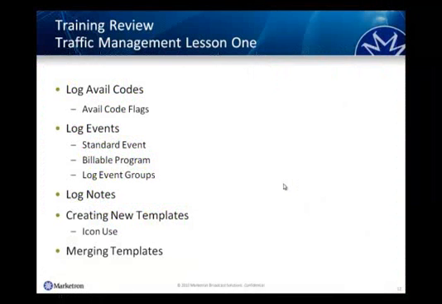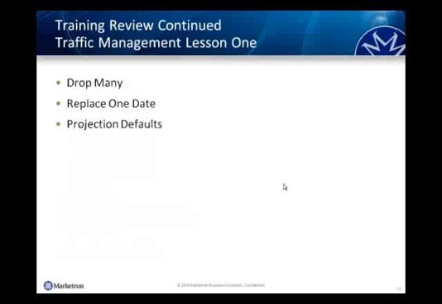To review what we've covered in Traffic Management Lesson 1, we learned about avail codes and the avail code flags. We discussed log events, whether they were a standard event or a billable program, and how to create log event groups. We discussed log notes and their use, creating new templates and the use of icons for those new templates, merging templates to create a new day, how to drop many templates onto the calendar at one time, how to replace the template on one date, and your projection defaults.